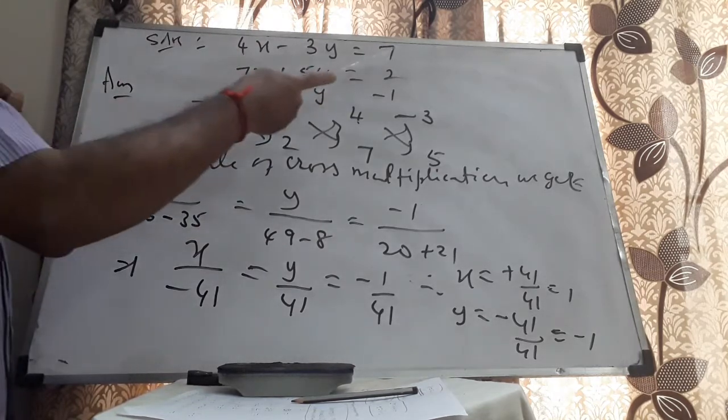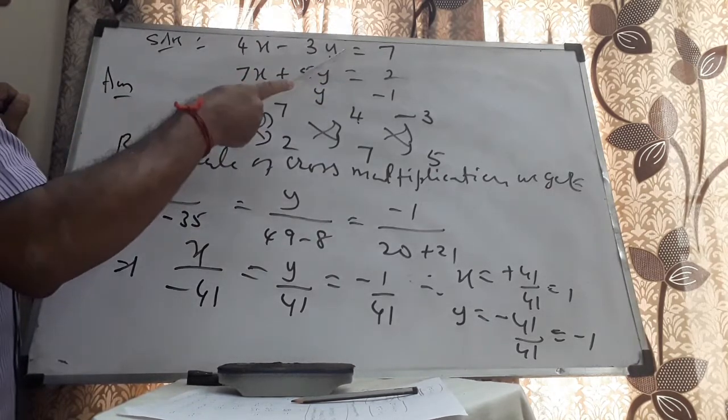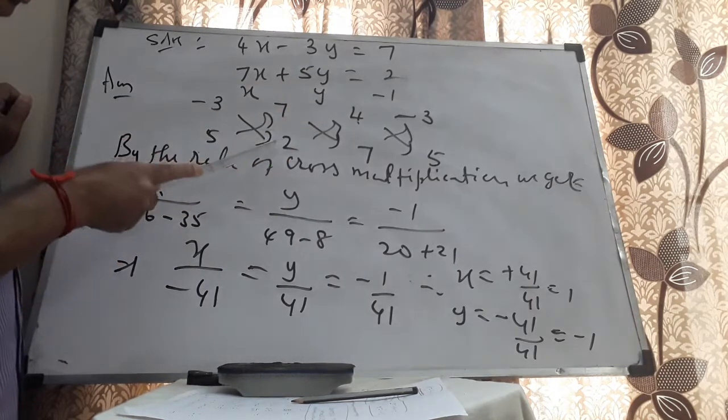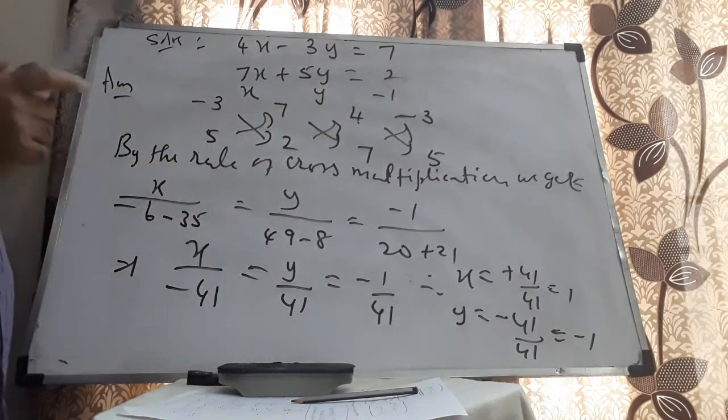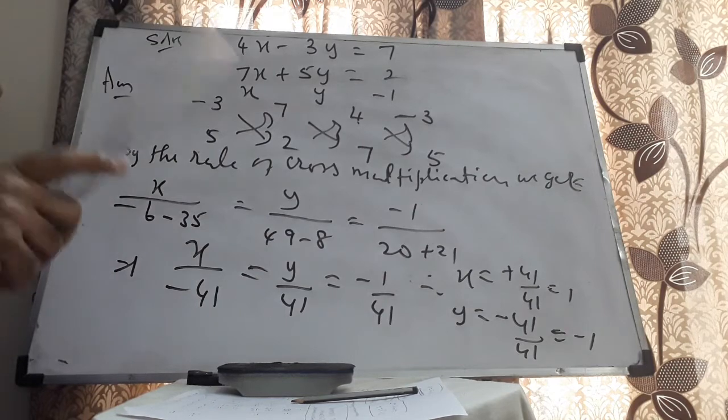If the constants are in the LHS, I'll take this here and write minus 7 here. I'll write minus 2 here. I'll put plus 1 here. So that the answer won't vary. You'll get the same answer.